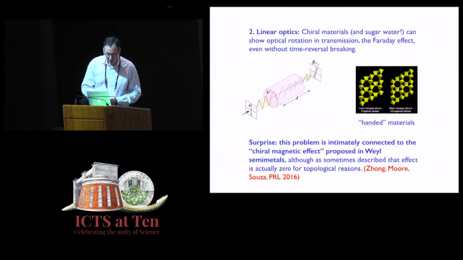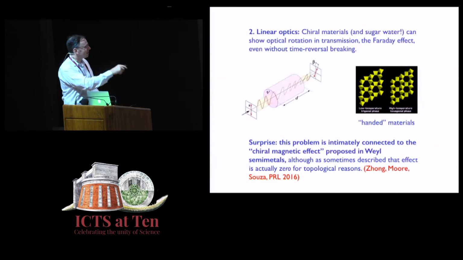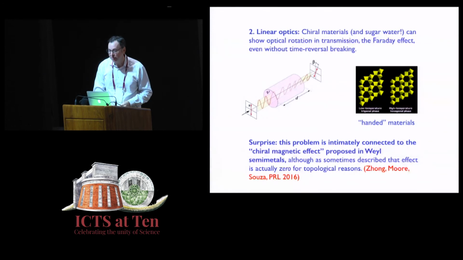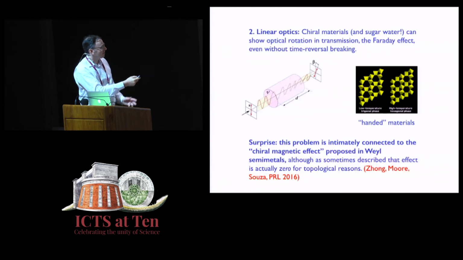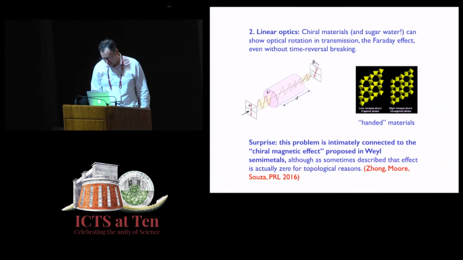Linear optics, well, there's an old effect which turns out to be related to the chiral magnetic effect in the new Weyl semimetals I'll tell you about. So the old effect is if you take materials that are handed, like quartz or chiral, and you pass light through them, the polarization of the light gets rotated. This even happens in sugar water if you use the right sugar. But that old problem, understanding how that happens, is actually the resolution to the so-called chiral magnetic effect, which was the linear response that was thought possibly to be interesting in Weyl semimetals. It turns out that that effect is either 0, which is not that interesting. It's a topological 0, so more interesting than other zeros, but still 0. Or it's just this old effect in disguise.